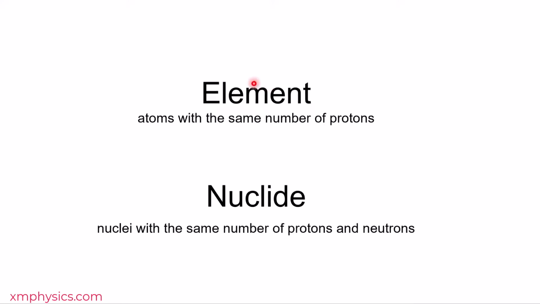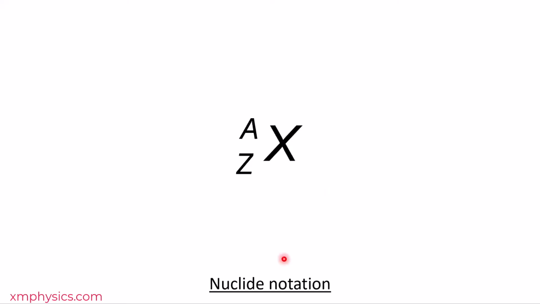In chemistry, an element refers to atoms with the same number of protons, right? So in nuclear physics, we have something similar. A nuclide refers to nuclei with the same number of protons and neutrons. So basically, a nuclide is a family of nuclei with the same nucleus composition. To denote the composition of a nucleus, we use the nuclide notation, also known as the AZ notation, which looks like this. It's easier to explain with an example.